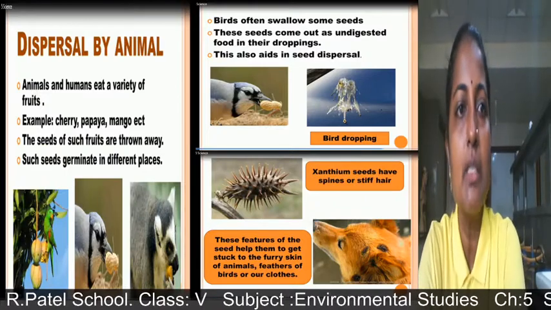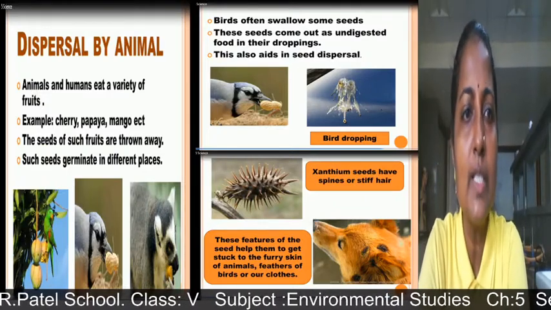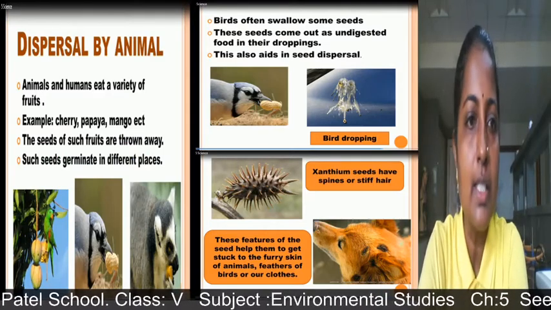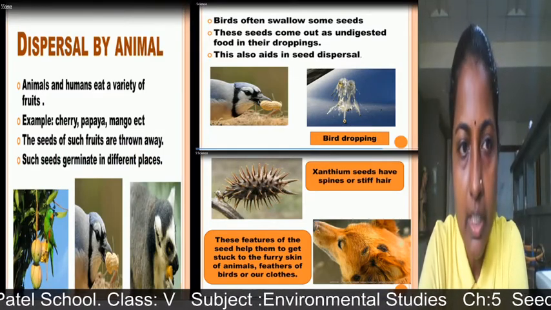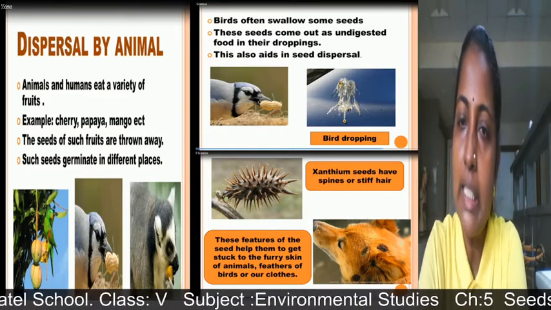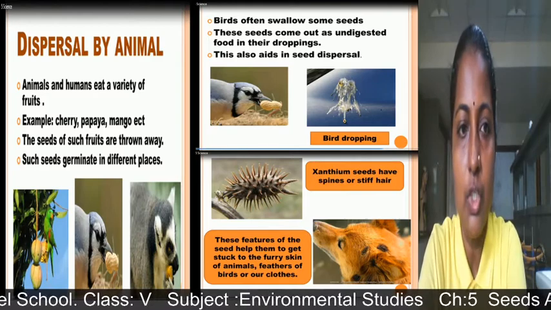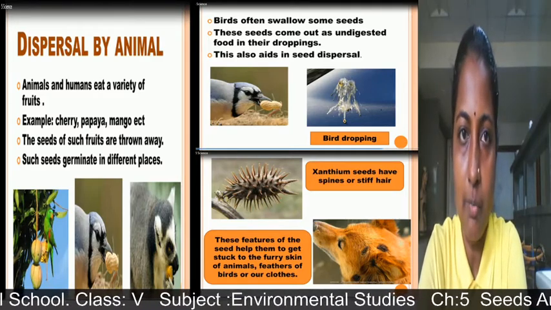Now, seed dispersal by animals. Animals and humans eat a variety of fruits, for example cherry, papaya, mango, etc. The seeds of such fruits are thrown away. Such seeds germinate in different places. After getting proper conditions, seeds can germinate.